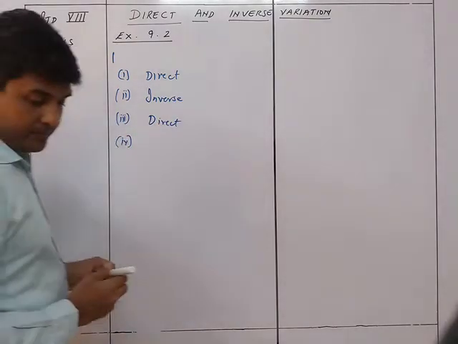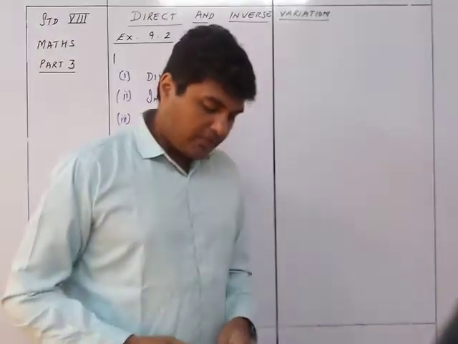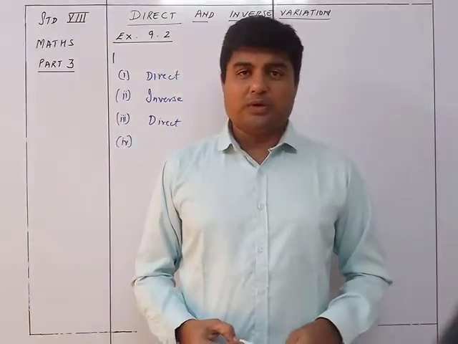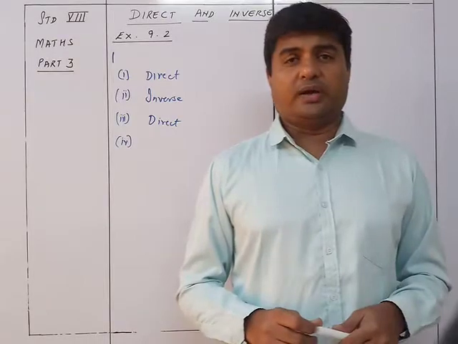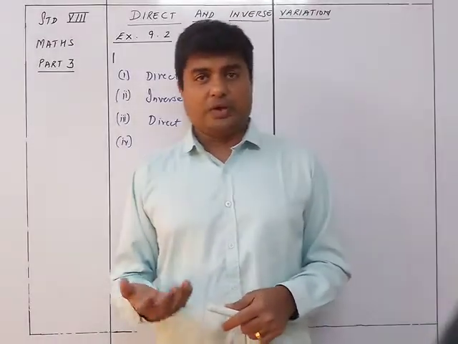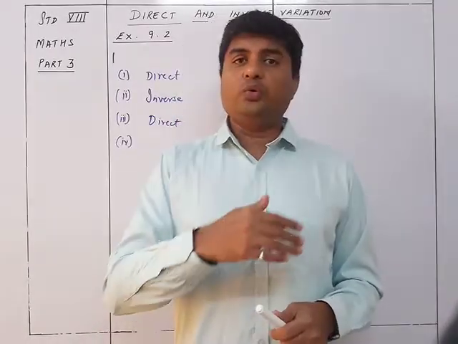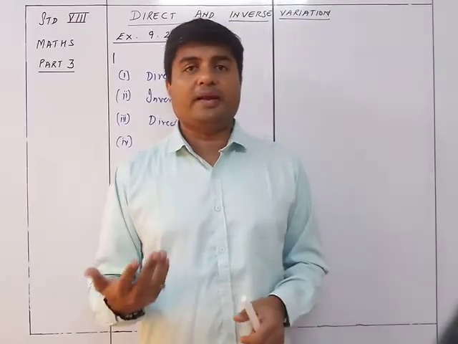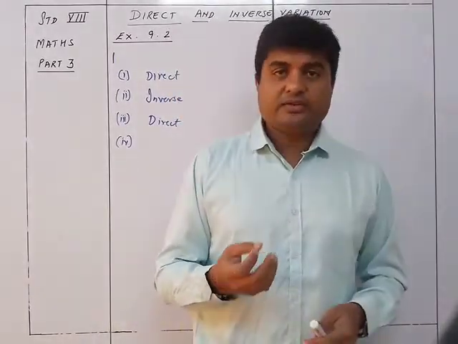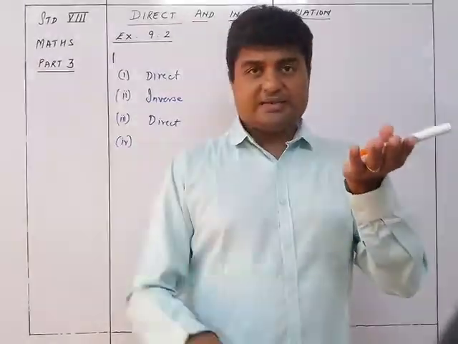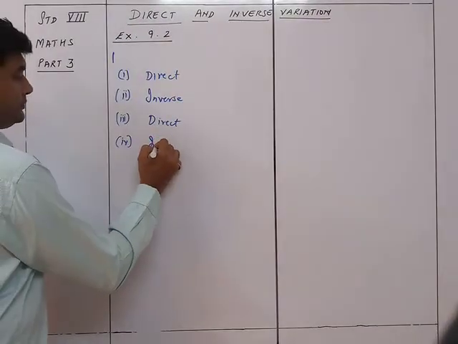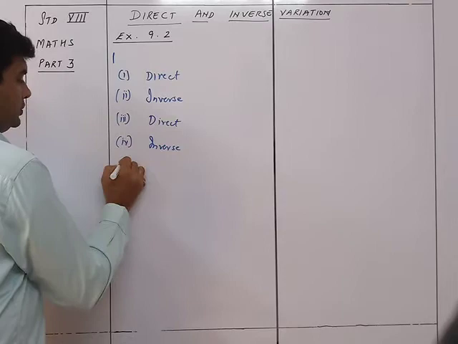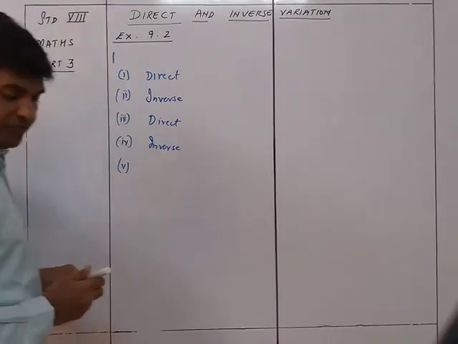See the fourth one. The number of people working and the time to complete the work. We know very well, more the people working, lesser the time it takes to complete the work. If one man can do the work in 10 days, automatically two men can do it in 5 days. So more the people, lesser the time. So again it is inverse variation. Fourth is inverse.